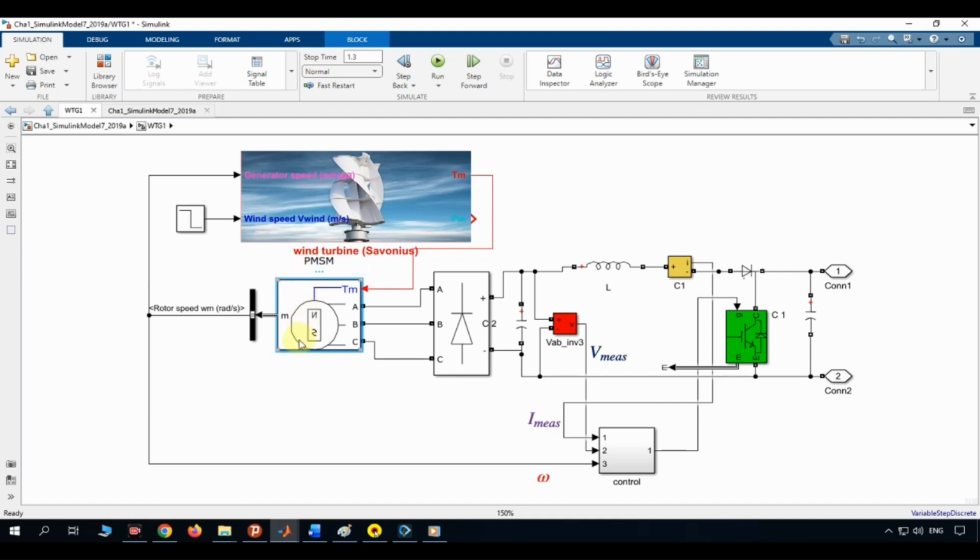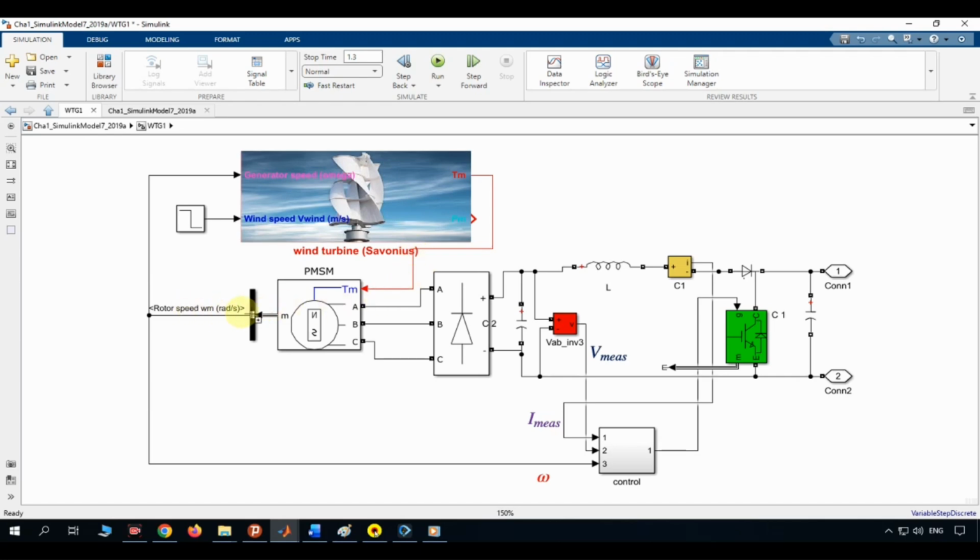The mechanical torque from the turbine drives this machine, and in return, the PMSM reports its rotor speed back to the turbine block. This creates a closed mechanical loop. The turbine produces torque based on the current generator speed, and the generator's actual speed depends on how much torque it receives. This is exactly how a real wind turbine and generator interact.